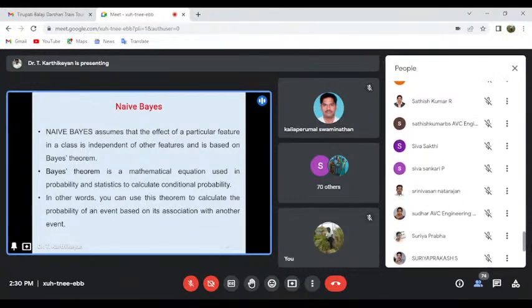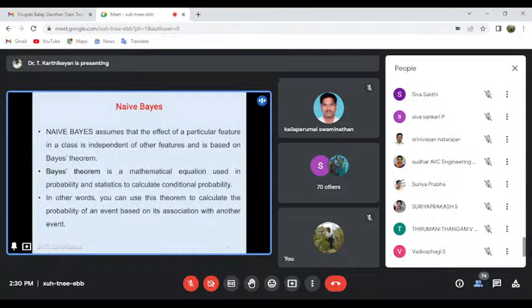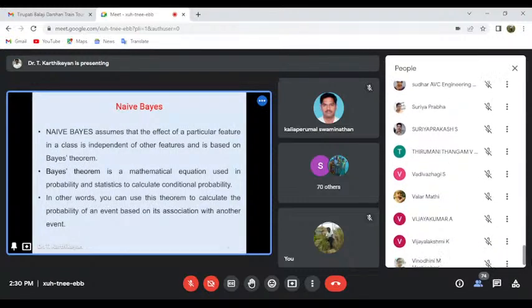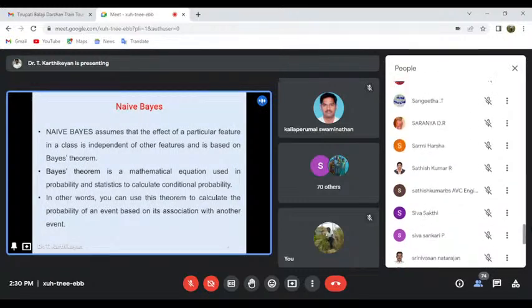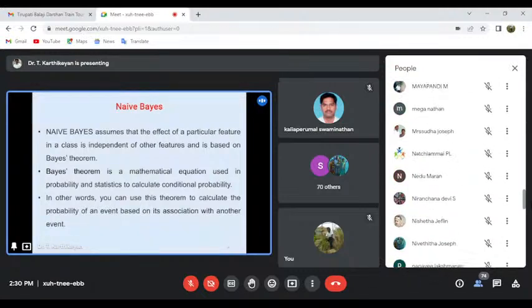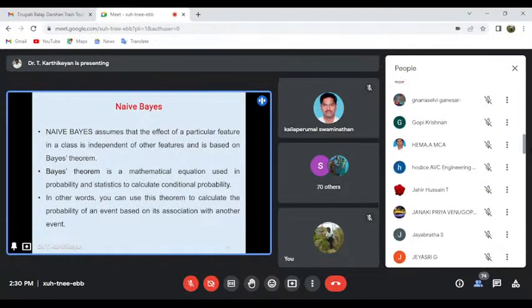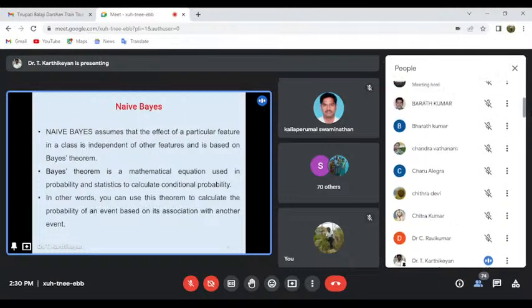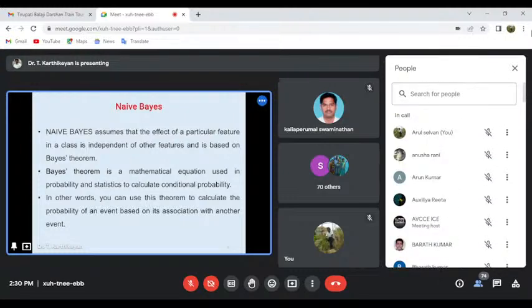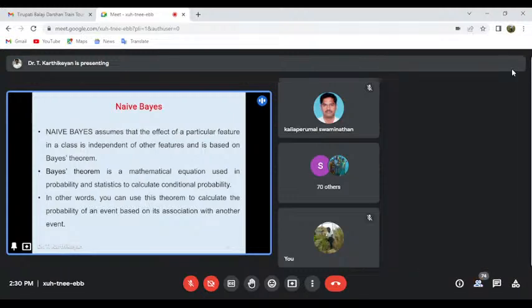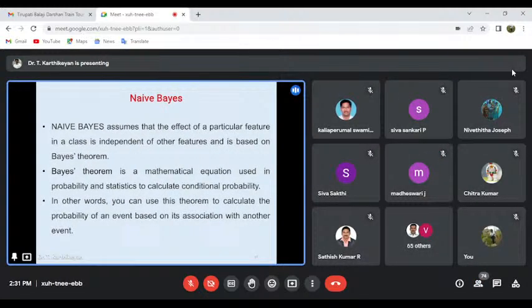Suppose we want to sort out fruits of different kinds from a fruit basket. We may use features such as the color of the fruit, size of the fruit, shape of the fruit. Say for example, any fruit that is red in color, round in shape, and about 10 centimeters in diameter may be considered as an apple. So likewise, we can differentiate things. We have to feed the information into the system. The system will decide what it is.